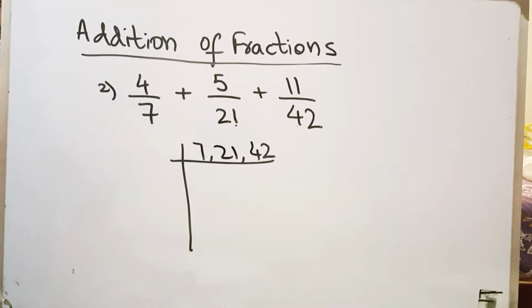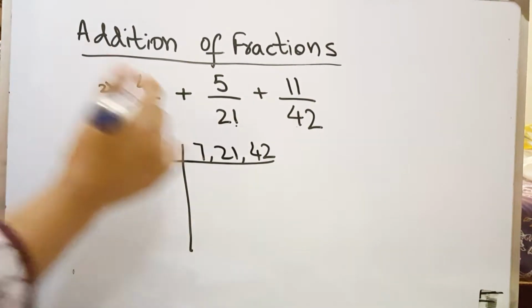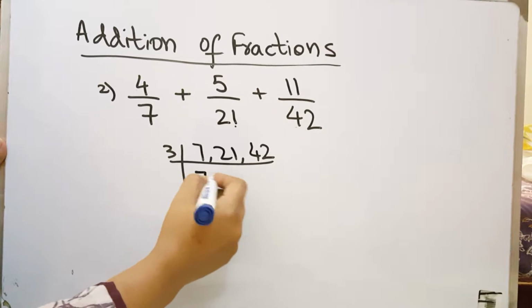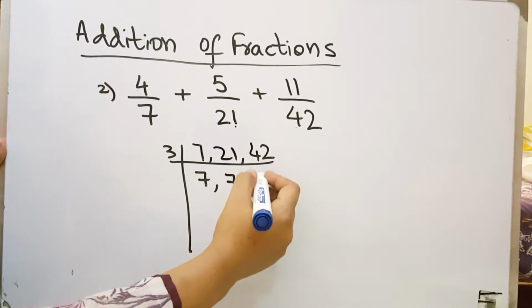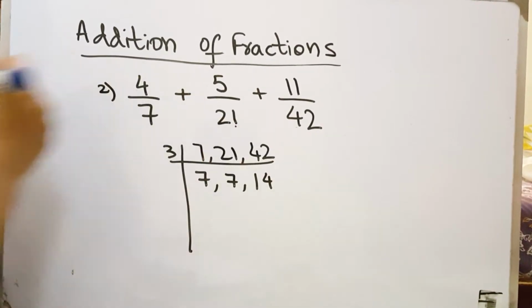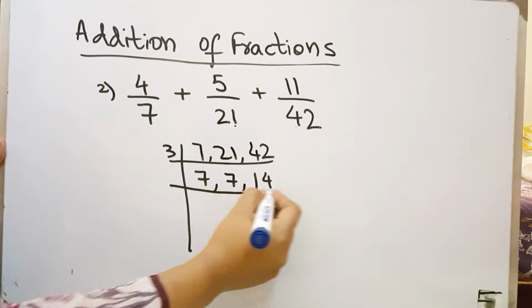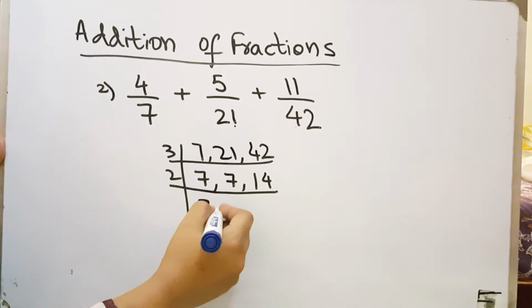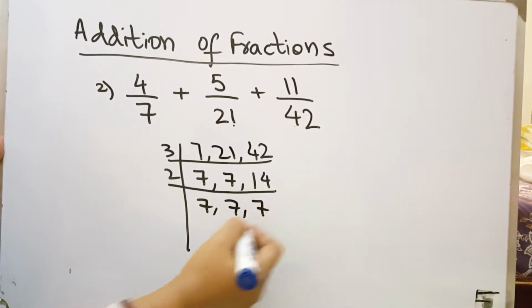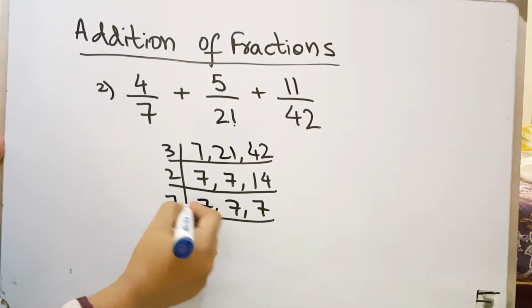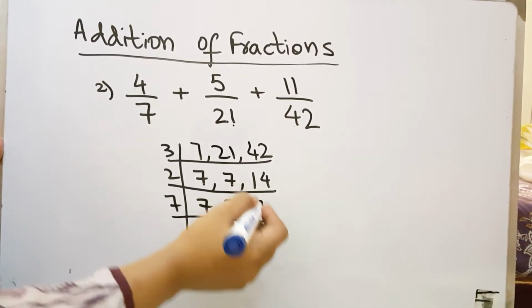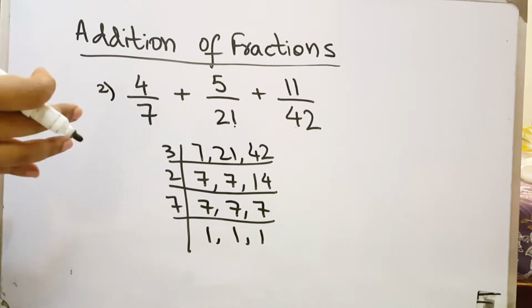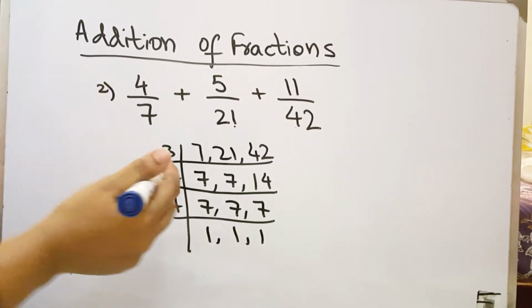So let's pick the smallest prime number which can divide them all, which is 3. 3 7s is 21 and 3 1s are 3 and 3 4s is 12. Let's pick the next prime number, which is 2. 2 7s is 14, and now in the end we pick 7, which can divide them all. There is no hard and fast rule to go for LCM. You can do it any other way you want to.